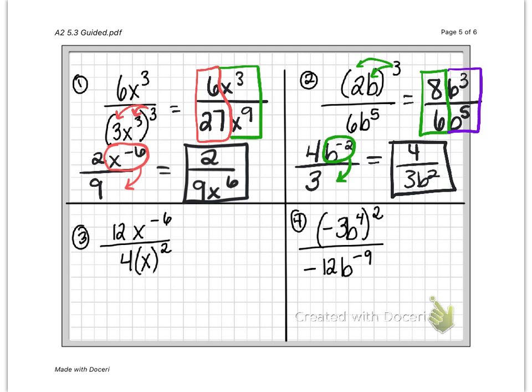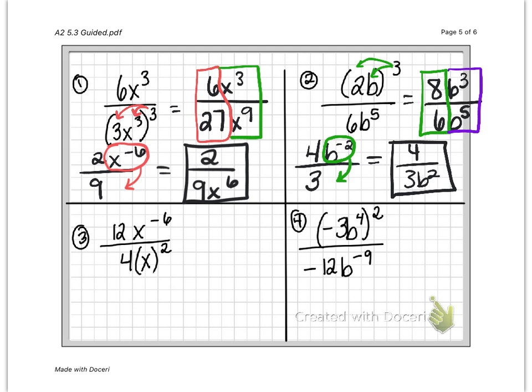Yes? Why isn't it 4 when you distribute the 3 to the b? Yeah. So first I did 2 to the 3rd. You have to distribute that 3rd to the 2 as well. So you get 2 to the 3rd and b to the 3rd. 2 to the 3rd is 8, right? And then 8 over 6 simplifies to 4 over 3. You see that? Because they're both divisible by 2.